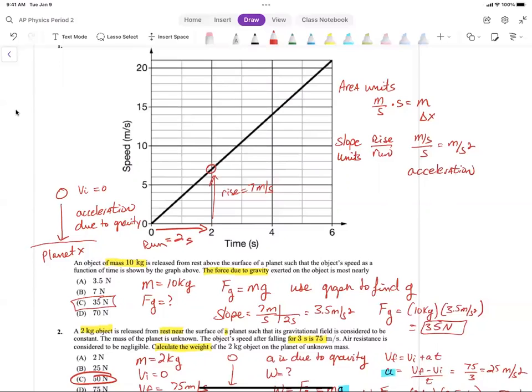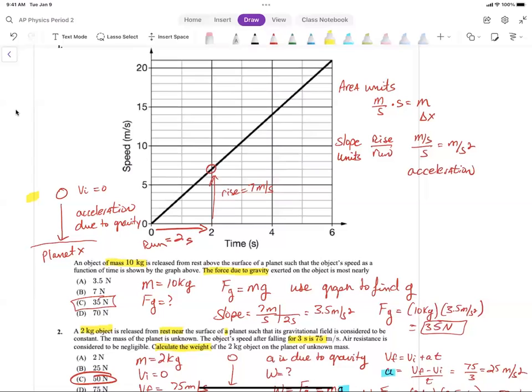And since we don't know what the planet's mass is, we can't calculate what little g is. On Earth, it's approximately 10 meters per second squared. But if we visualize the situation, this is what's happening. We have an object, it's dropped from rest, and it's accelerating downwards towards the planet, and that acceleration is due to gravity. And this graph shows that speed versus time.